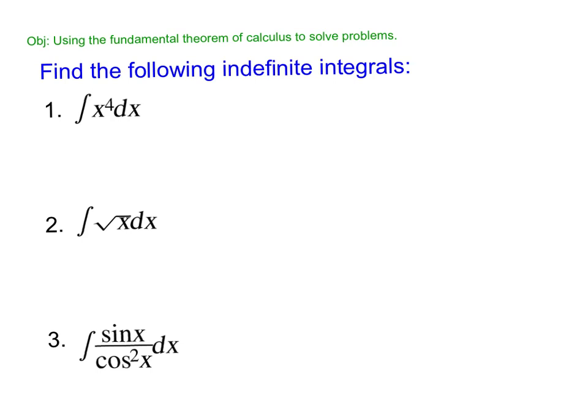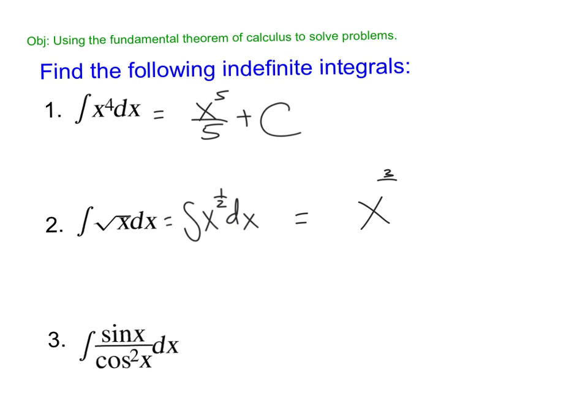Okay, so find the following indefinite integrals. Pause the video and do these. So this is x to the 5th over 5. Again, we're not plugging in, so we put our plus C. This is the integral of x to the 1/2. So that's x, add 1, divide by the fraction or multiply by the reciprocal, plus C. This one's a little tricky. You have to rewrite it. What do you get here?